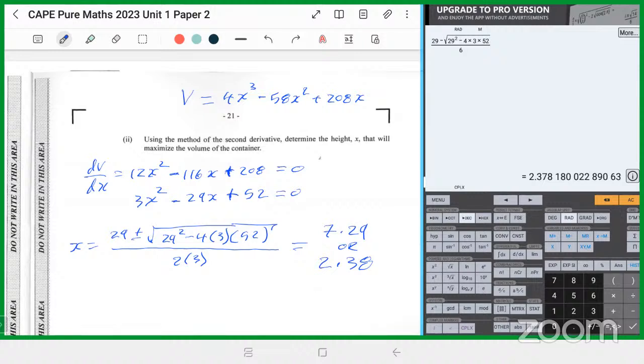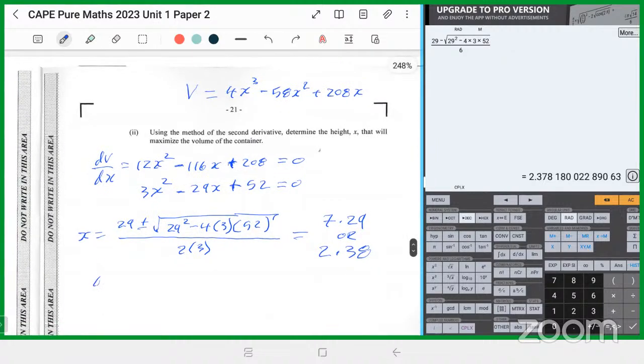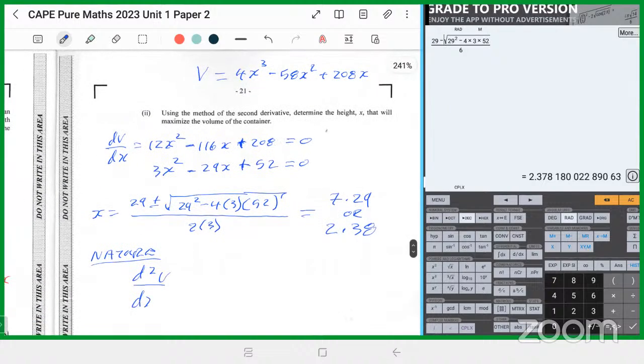But we'll differentiate again. We're gonna go d2v by dx squared to get the nature with the second derivative. That is the nature the question is asking us for. Which one is maximized? So d2v by dx squared equals, differentiate this now, 24x minus 116 as my second derivative.